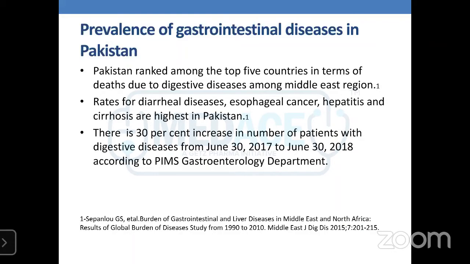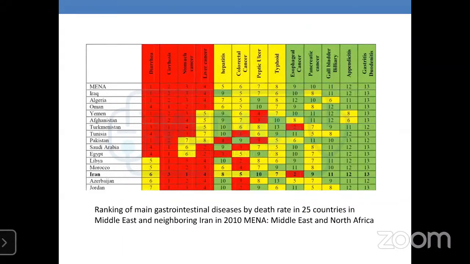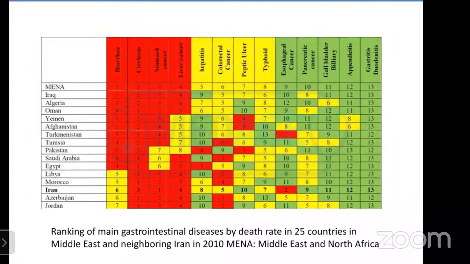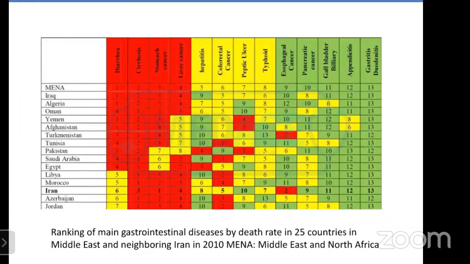This is the table which I have shared with you, and this is from the research which I shared previously. In this table, all the countries have been given ranking for the diseases which are prevalent in them. So you see Pakistan ranked 1 for the diarrheal diseases, ranked 2 for cirrhosis, ranked 4 for hepatitis, and third in peptic ulcer disease. I think all these rates are very alarming and urging us to work for the awareness and education of our people in local communities.